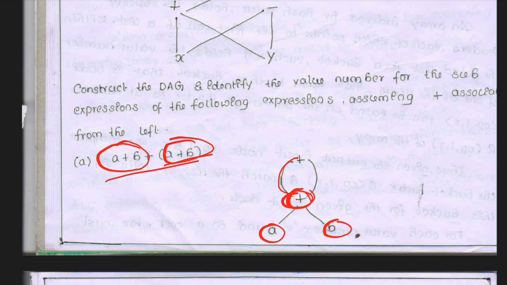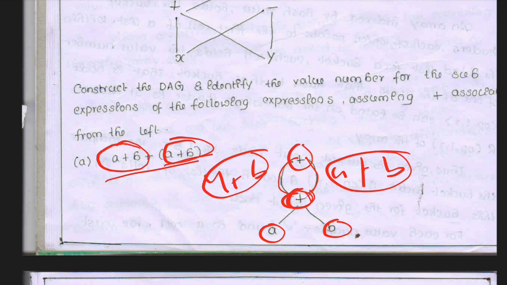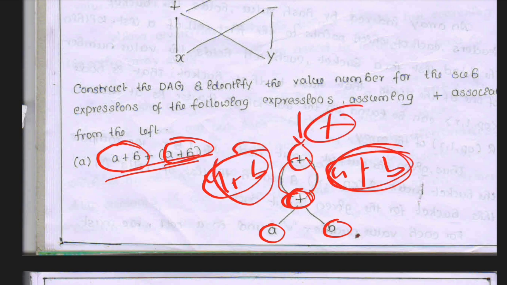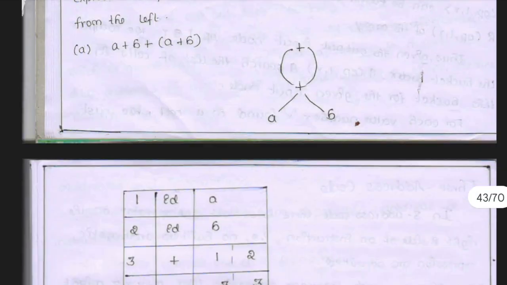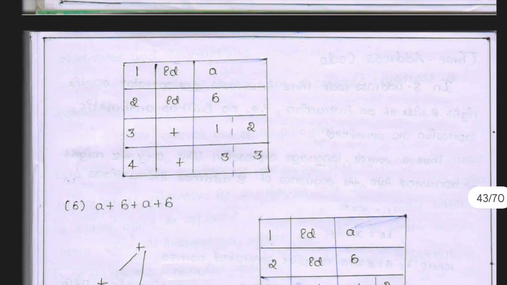So if I take it like this, it will be A plus B here, and if I take it like this, again it will be A plus B here. So A plus B and A plus B are getting connected with again plus, so it will be A plus B plus A plus B. That's what the question is. That's how you solve the DAG. For all the next questions also you will be doing the same thing here.